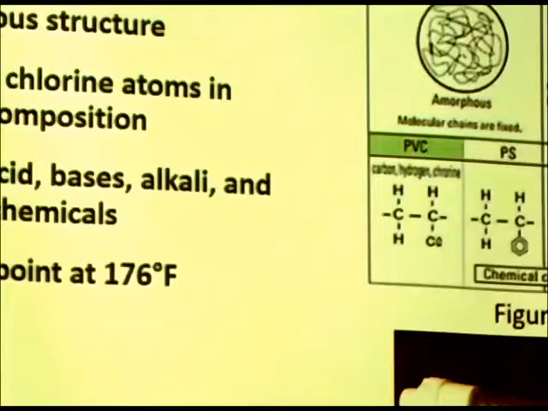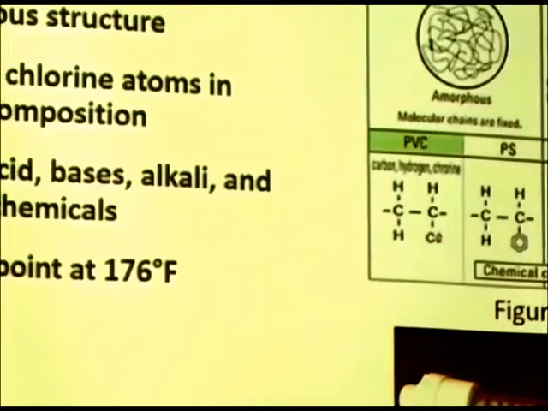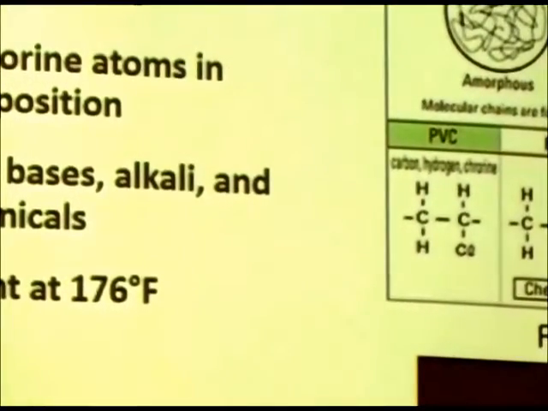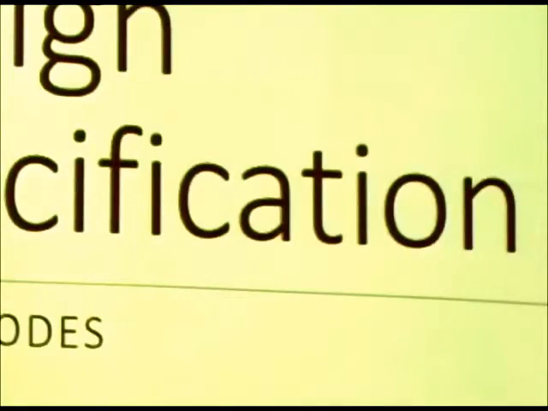PVC is an amorphous structure, which means it doesn't have a crystal structure and a long-range order to it. It's single bonded with the chlorine atom, which means it's able to resist acids, bases, alkalis, and most inorganic chemicals, which means it's very good in this situation with the chemicals that we are using. The melting point of PVC is 176 degrees Fahrenheit. As Will stated earlier in the presentation, I think the highest temperature would go to about 122 degrees Fahrenheit, so that's well within the acceptable parameters that we need for this. So I will now pass it off to Brian, who's going to talk to you about the design specifications.